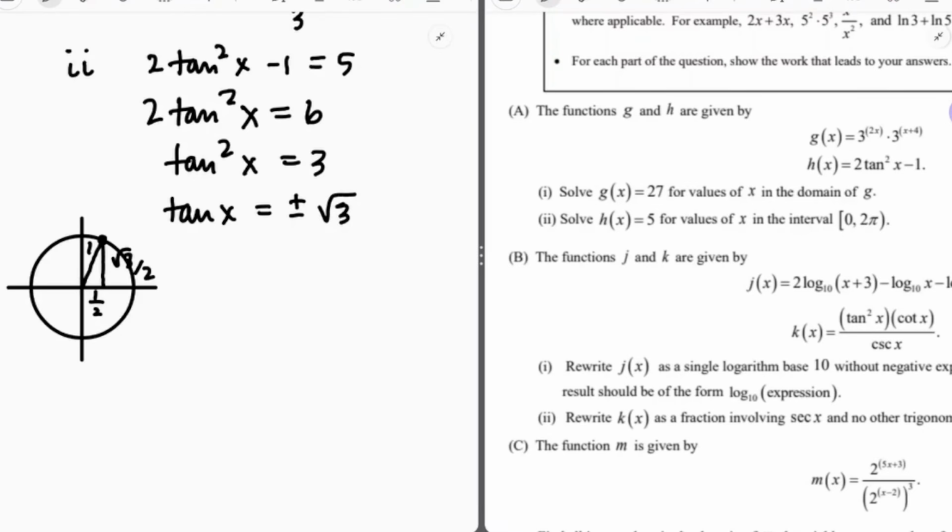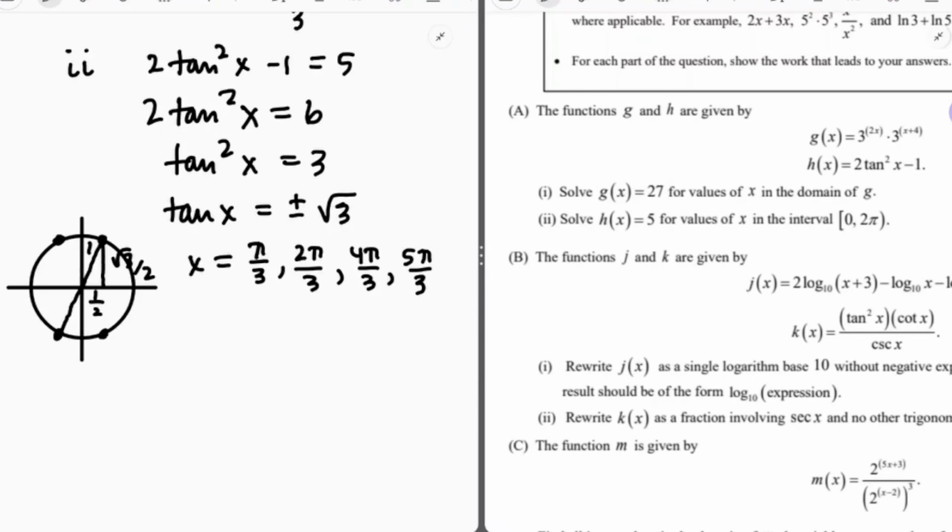So tangent x is equal to positive root 3 there. It would also equal positive root 3 down here. And then negative root 3 would be these 2 points also, so that's going to be x equaling pi over 3, 2 pi over 3, and they only asked in the interval 0 to 2 pi, so that would be 4 pi over 3 and also 5 pi over 3. We don't need the 2 pi in because they only asked about the ones in the interval 0 to 2 pi. All right, so now part B.